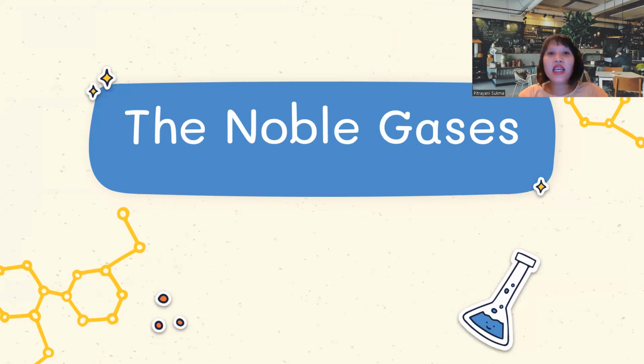Next I want to explain about the noble gases. Why do I explain that one? Because noble gases are the most unreactive elements in the periodic table. Then I will explain the relationship of the noble gases with the previous explanation about valence electrons.